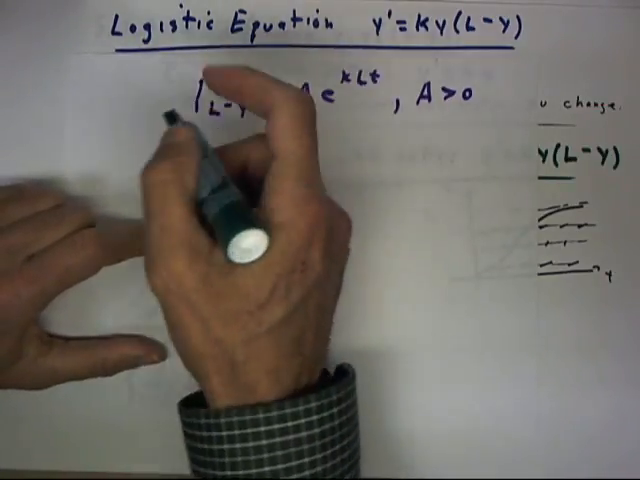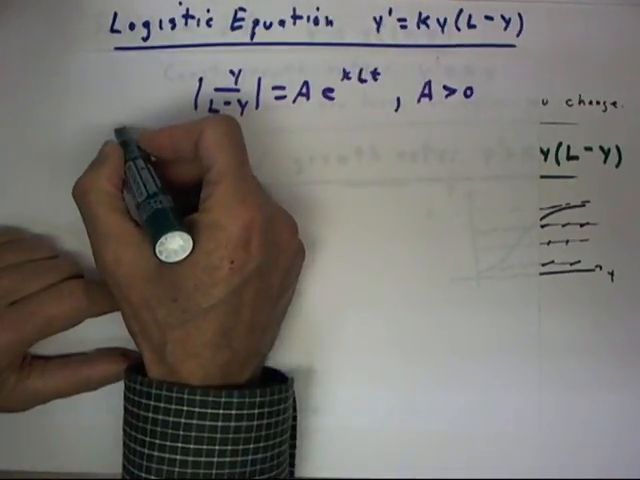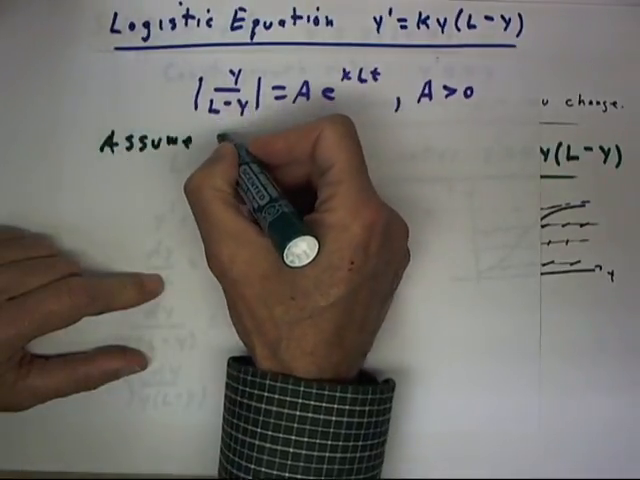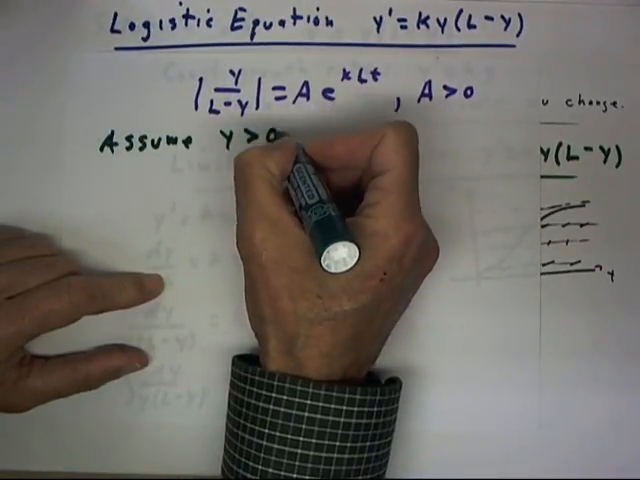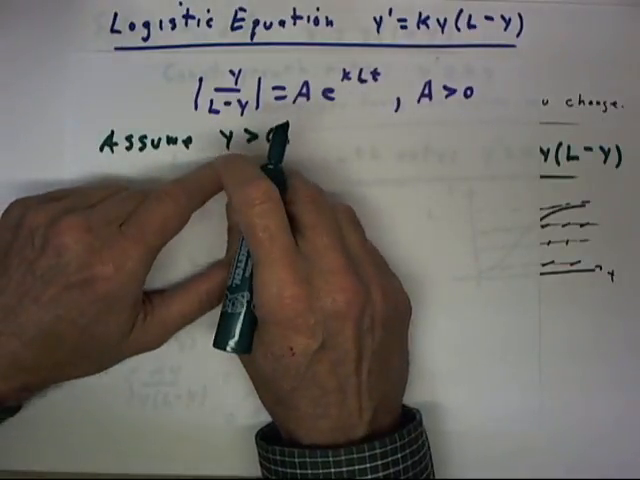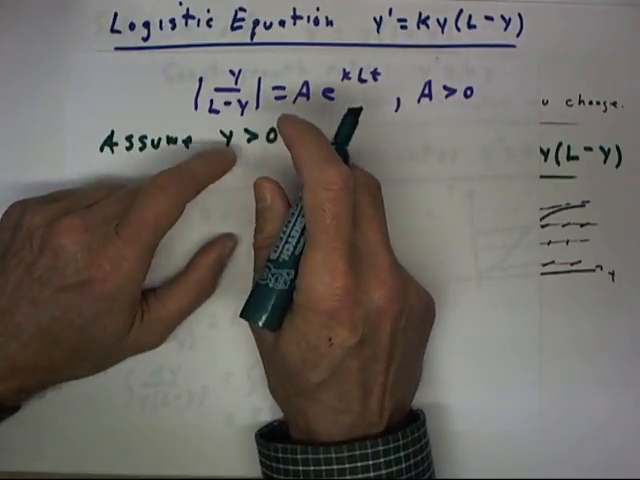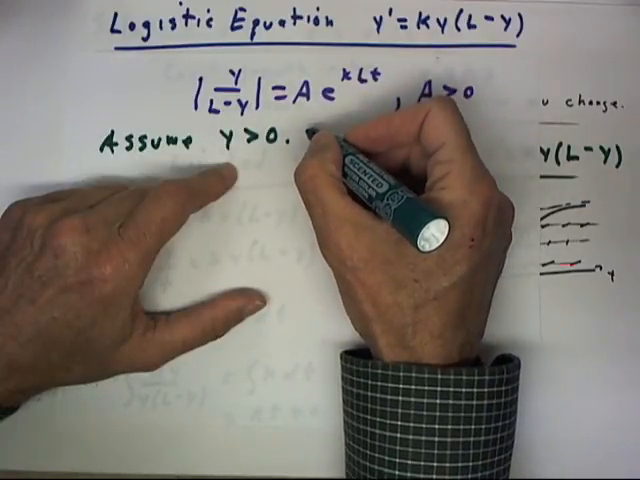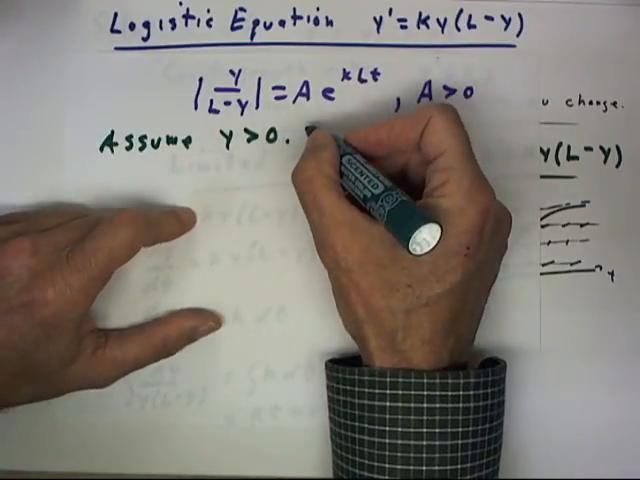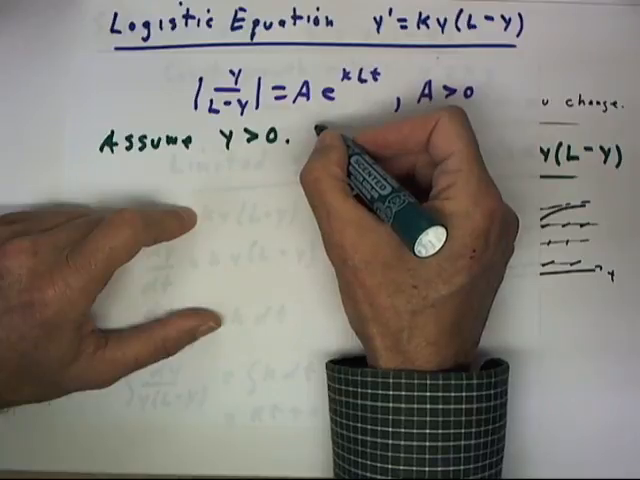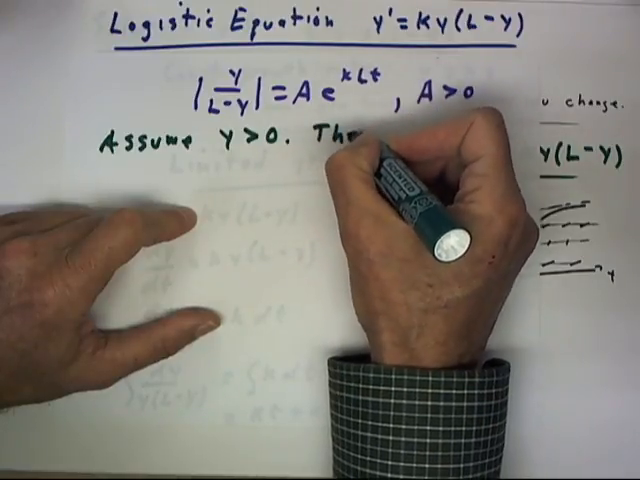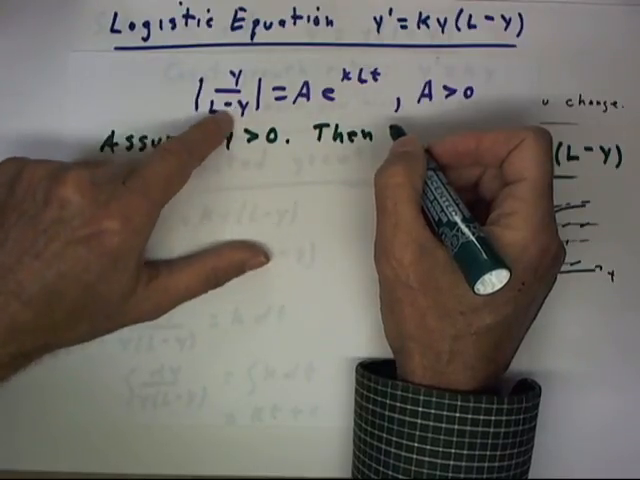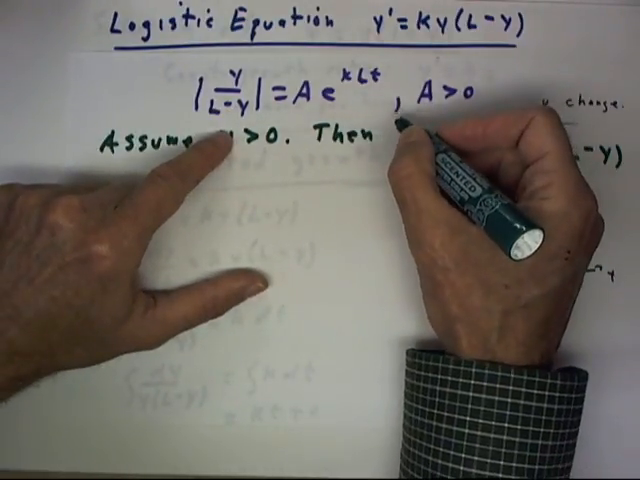Let's think about this a minute. Let's first assume that y is positive. And that makes sense. If y is a population, you can't have a negative value for the population. Now, if y is greater than 0, we note that as long as L minus y is also greater than 0, this quantity inside is going to be positive.